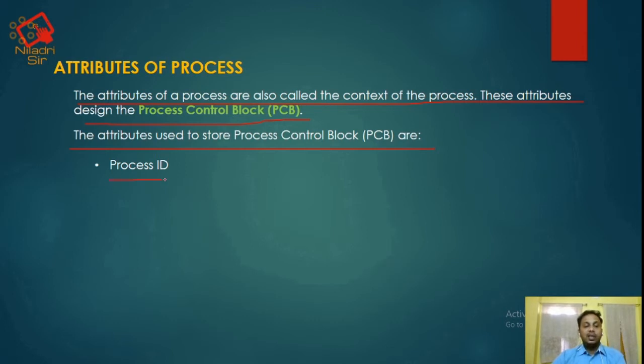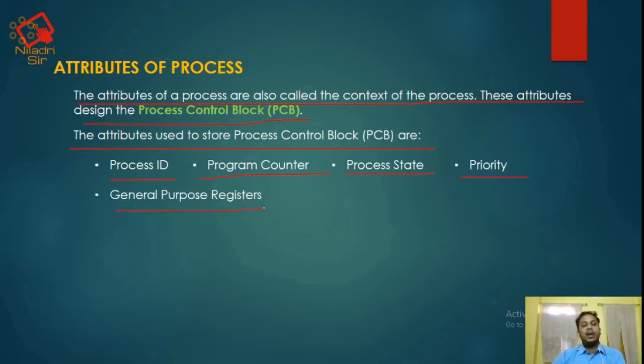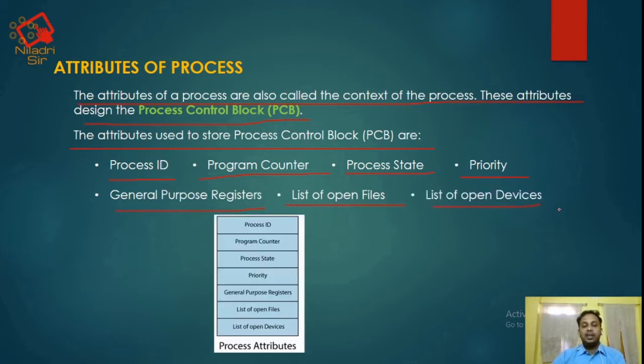Number one is process ID. Second one is program counter. Next, process state. Next, priority. General purpose registers. List of open files. List of open devices. So these are how they can reside in the process. At first process ID, next program counter, next process state, priority, general purpose registers, list of open files, list of open devices. We'll discuss now one by one this process ID, program counter, and all these things.